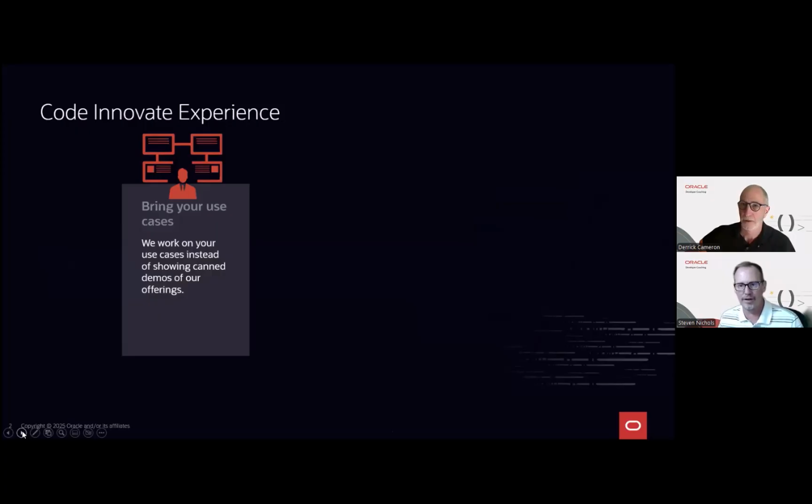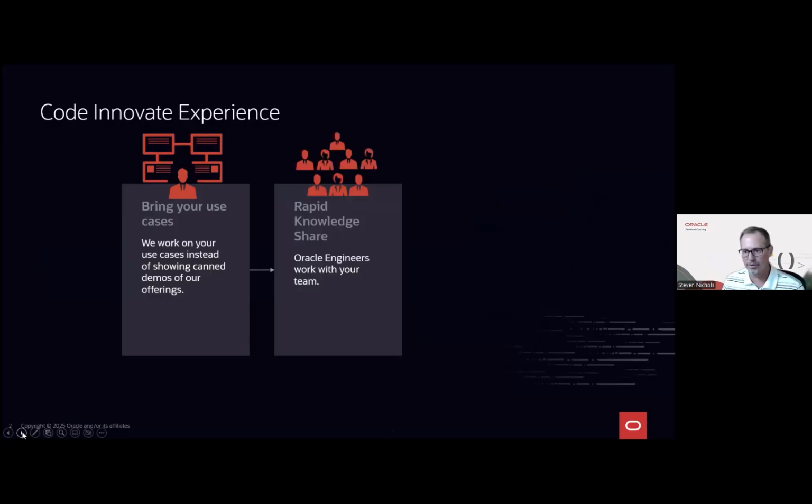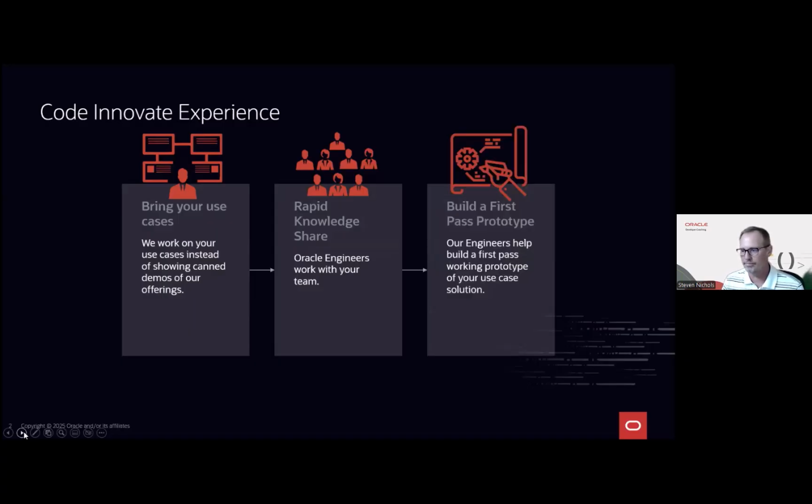The first part of a Code Innovate is identifying work cases or use cases that a customer wants to work on. Today's use cases would be around vector search, Select AI, ODA, but we do cover other services as well. The key with a Code Innovate is it's hands-on experience with the services. You're building in your own environment with your own engineers or builders, and Oracle engineers are guiding you along the way.